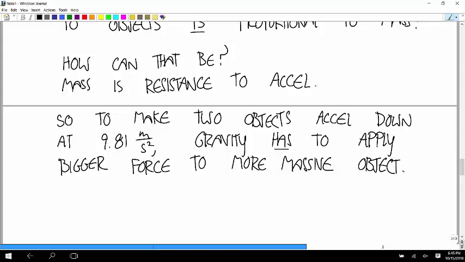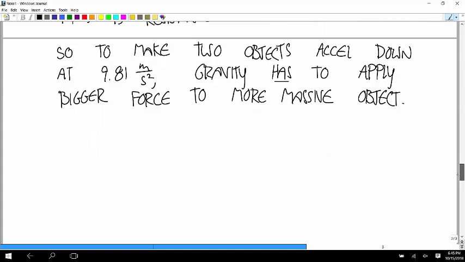The differences that you're used to, like seeing a bowling ball and a feather fall at very different accelerations, where the bowling ball falls and the feather floats down, are only because of air resistance. It's not that gravity applies different forces to make that happen. All right, so now we already have one thing we figured out. That's great.